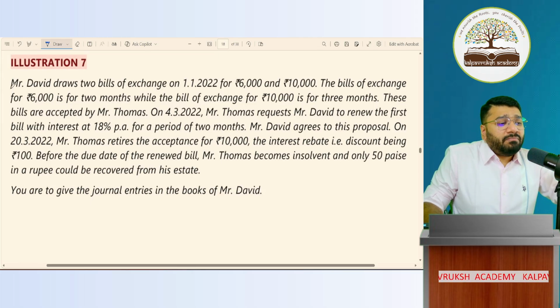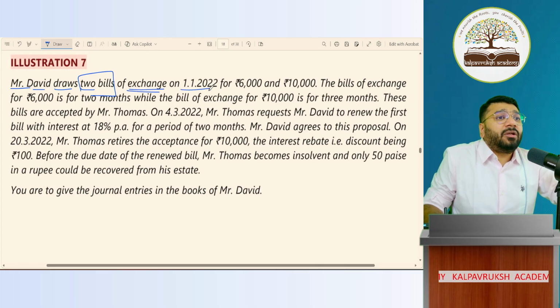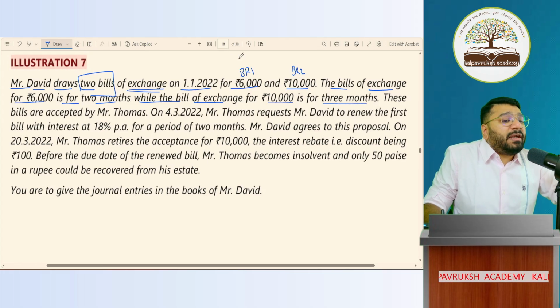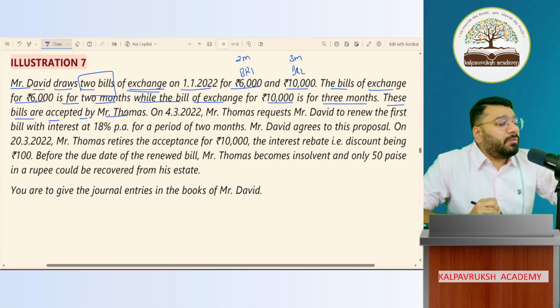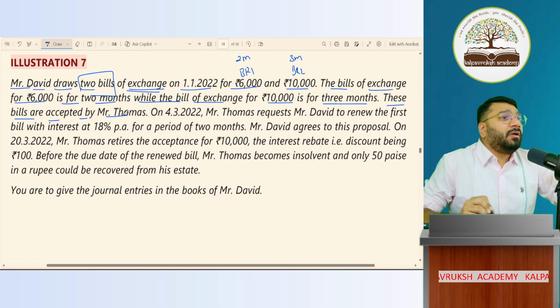It says that Mr. David draws two bills of exchange on 1/1/2022, for 6,000 and 10,000. So this is bill 1 and this is bill 2. The bill of exchange for 6,000 is for 2 months, while the bill of exchange for 10,000 is for 3 months. So the credit period for bill 1 is 2 months and for bill 2 is 3 months. These bills were drawn on Thomas and the bills were accepted by Mr. Thomas. Got it? Not got it? Was accepted when?